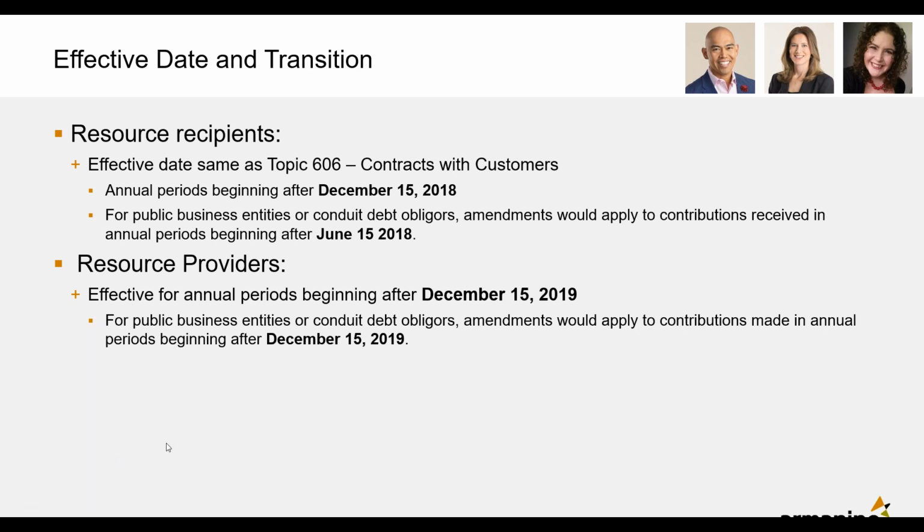And so for resource providers, so if you are a grant making organization, it's effective for annual periods beginning after December 15th, 2019. So if your calendar year, that will be next year. If your fiscal year, it'll be fiscal 2021.